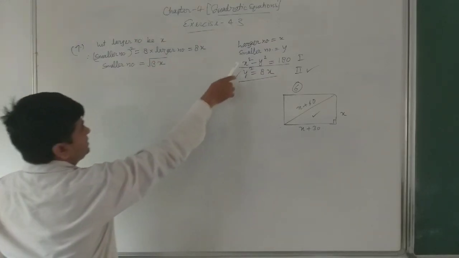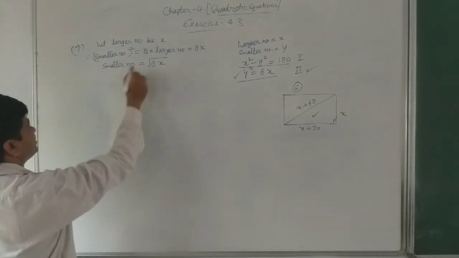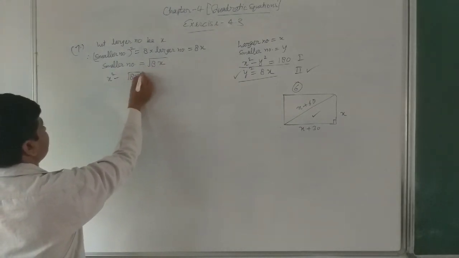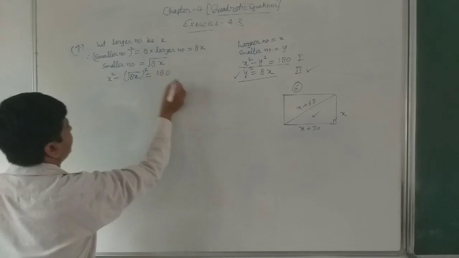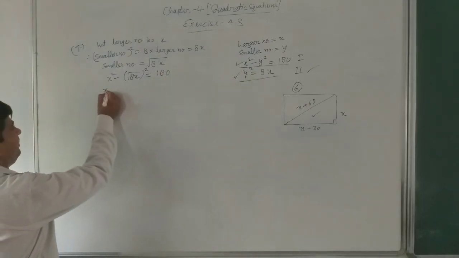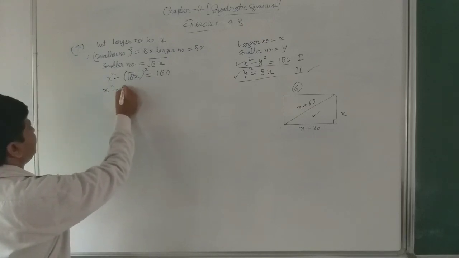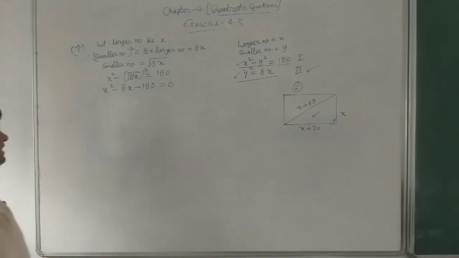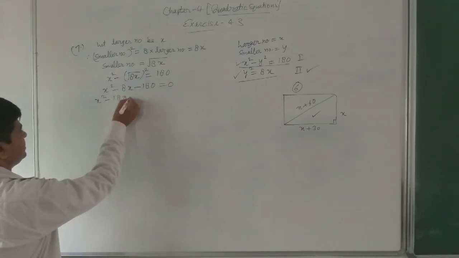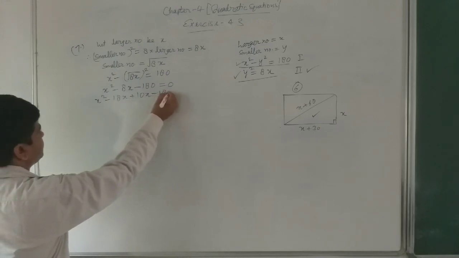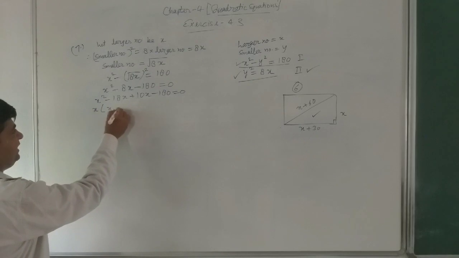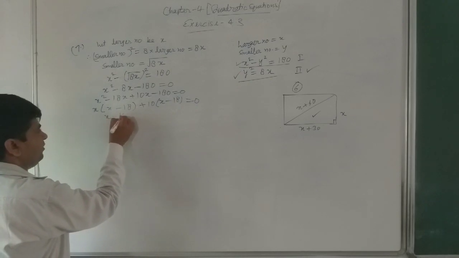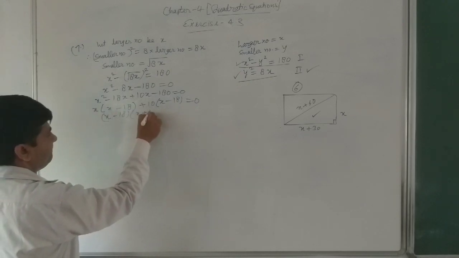Clear? Now we use the first condition, that is x square minus y square, larger number square x square, minus smaller number square, that is root 8x whole square, equals to 180, the difference given by the first condition. Now simplifying, the root and square are removed, means 8x, 180 transfer to LHS, that will be negative, equals to 0. Now we can factorize it, 18 times 10 is 180, so x square minus 18x plus 10x minus 180 equals to 0. Now take common, so x minus 18, plus 10 is common. Now here left x minus 18 equals to 0. Bracket is common, what is left? x plus 10 equals to 0.